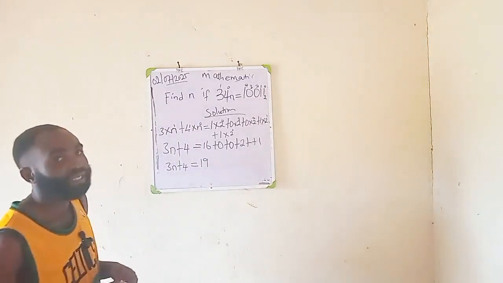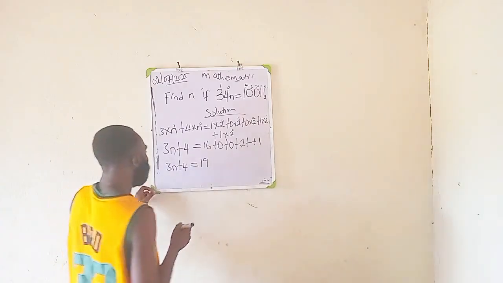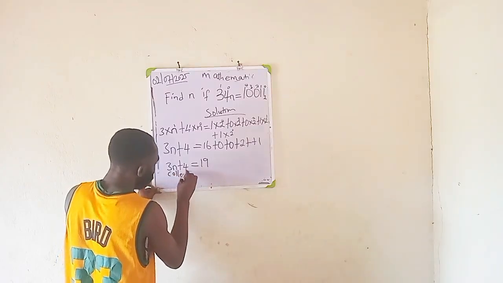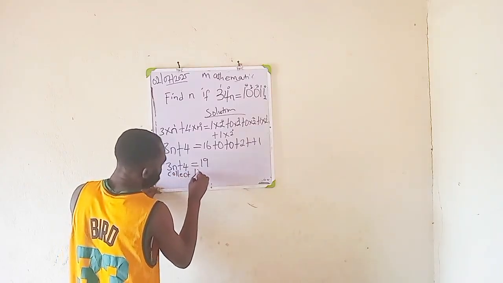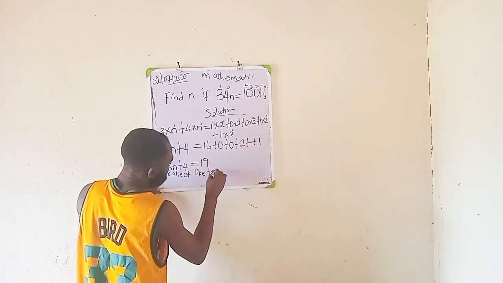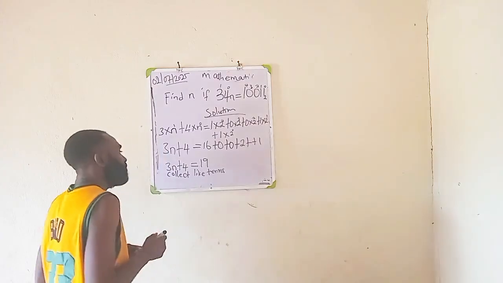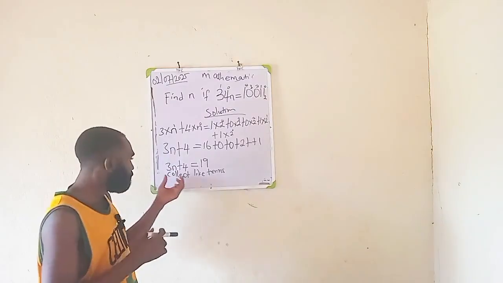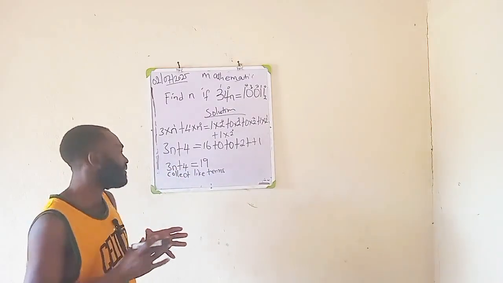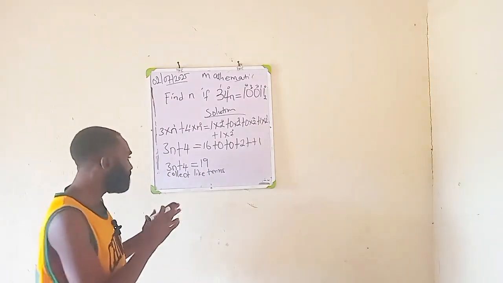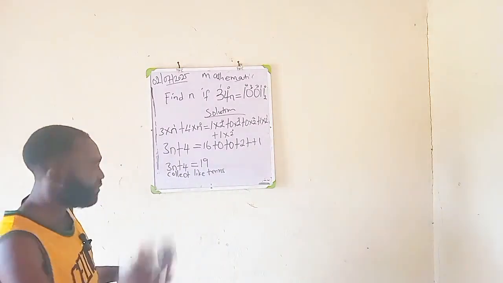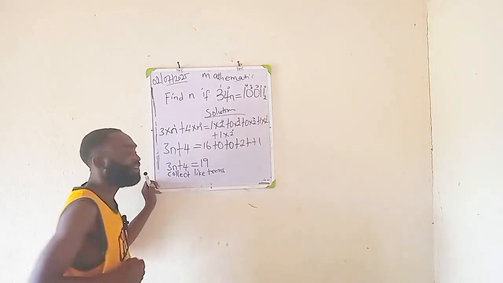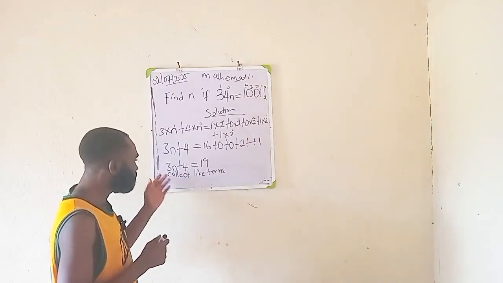Then we have 19. And again you have to collect like terms. So in collecting like terms, you look for the ones which have alphabets. You keep them on one side. The ones that do not have alphabets, you take them to the other side. So here we know that it's only 3 that is attached to an alphabet, which is 3n. The remaining 2 numbers have no alphabets.